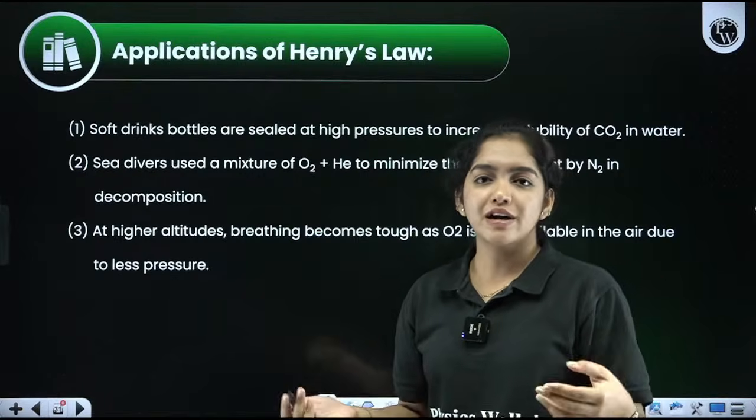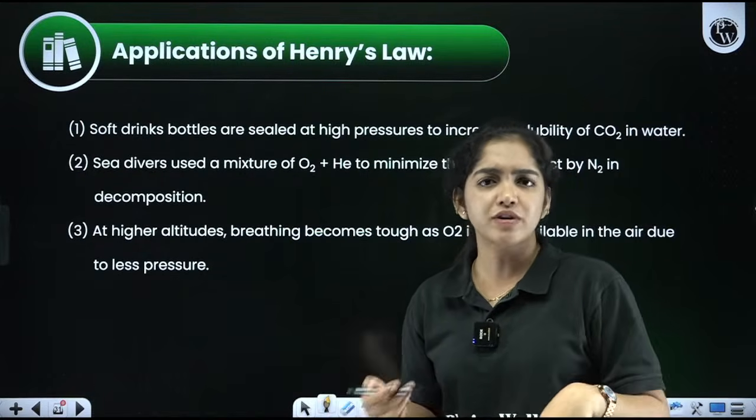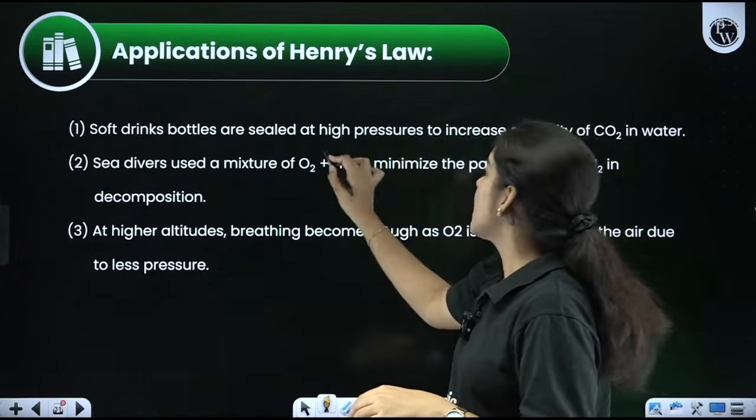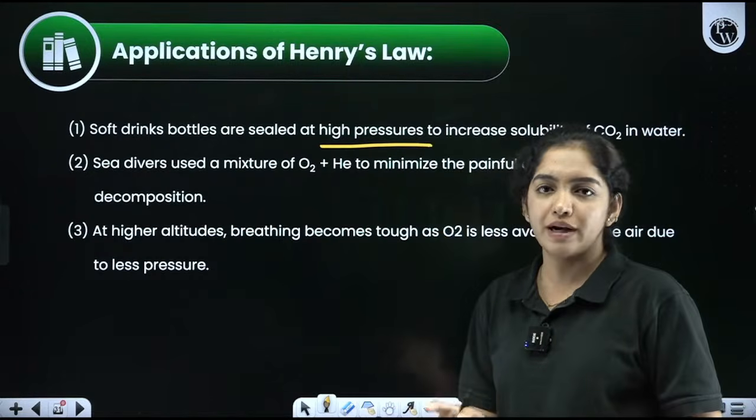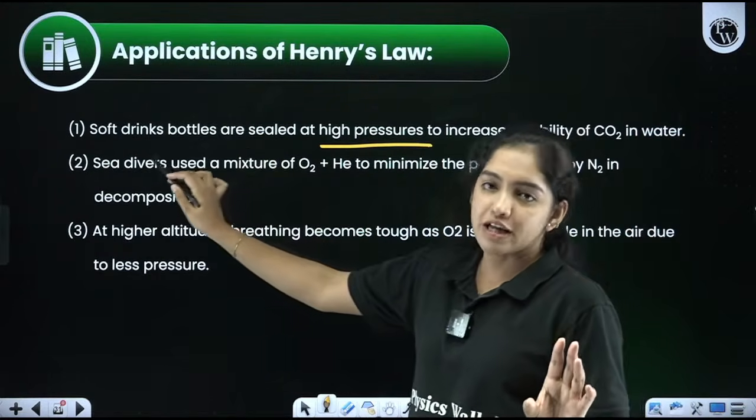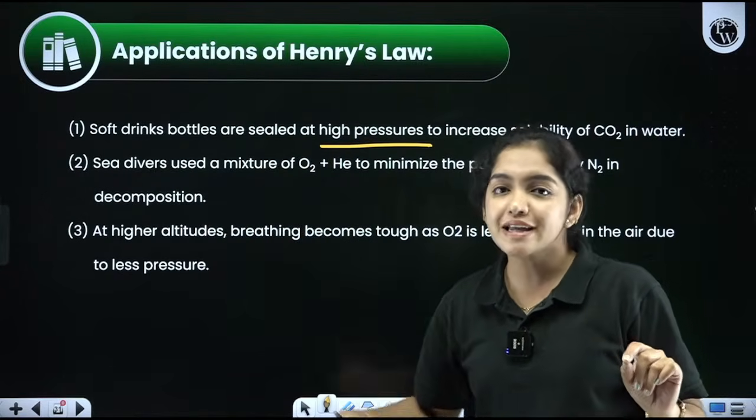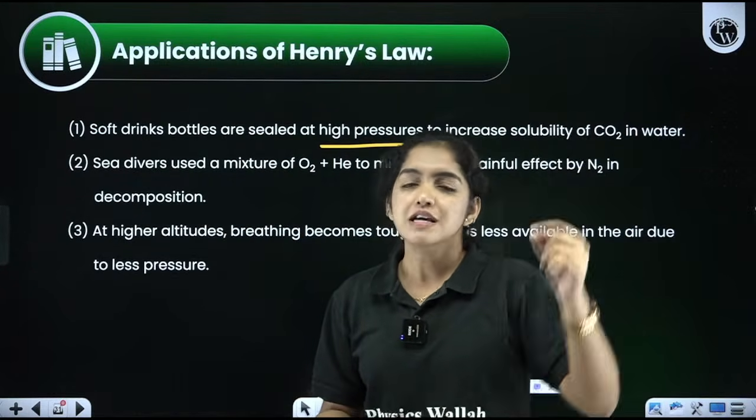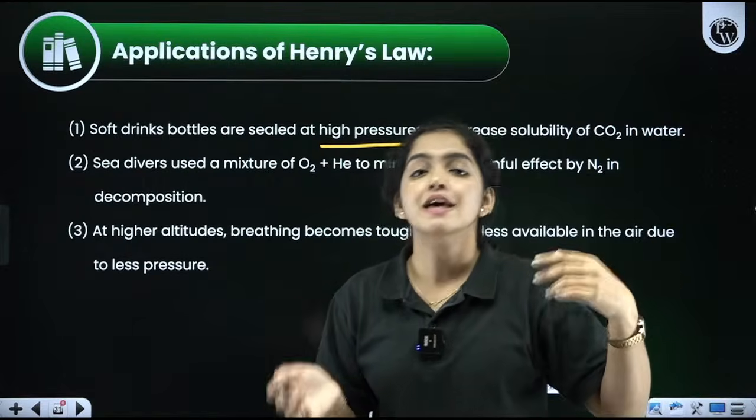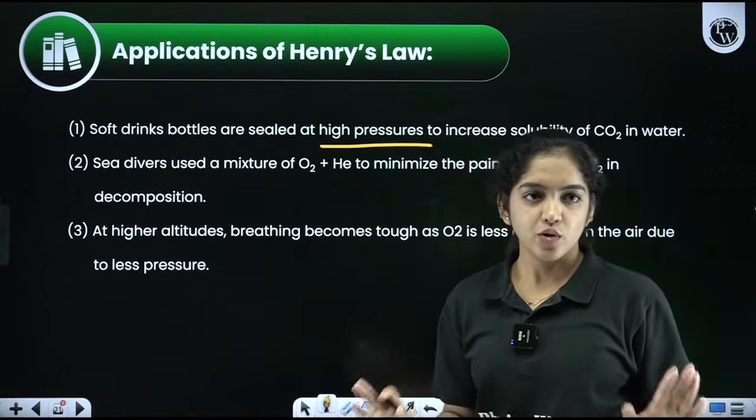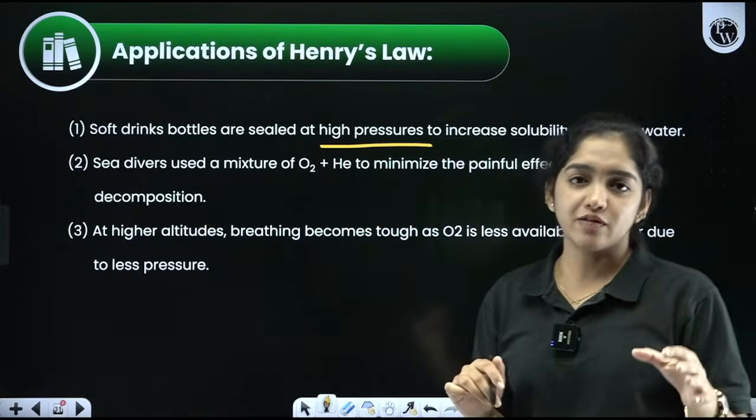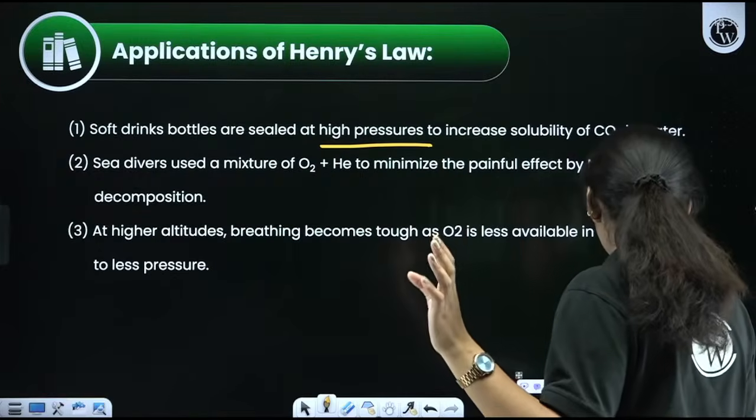Carbonated drinks or soda water, like 7-Up, Mirinda, a lot of drinks are there. They are sealed under high pressure to increase the solubility. So the first application is soft drinks. To make soft drinks, the bottles are sealed under high pressure to increase the solubility of CO2. Clear? So when pressure increases, solubility also increases. Okay, then the next one is sea divers. Now, that is very, very important.